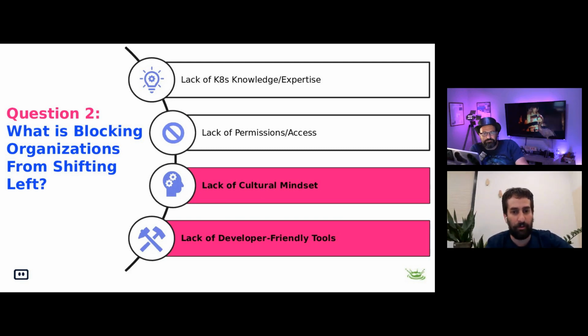I think the lack of permission and access is the most interesting one. And I think that we'll talk about the cultural mindset and lack of developer friendly tools on the next slides, I believe. But the lack of permission is super interesting because I'm talking with a lot of organizations and I'm asking them, what is your troubleshooting process? The system is now broken. Does it happen to you? Yeah, sure. It happens a lot. Okay, great. And who handles it? The DevOps or the SRE.